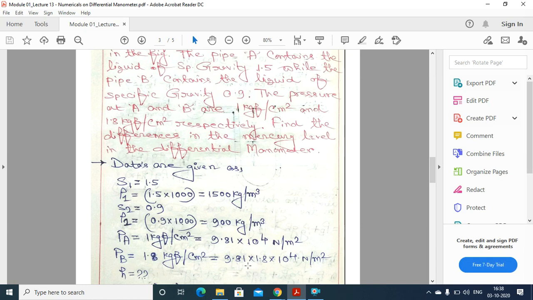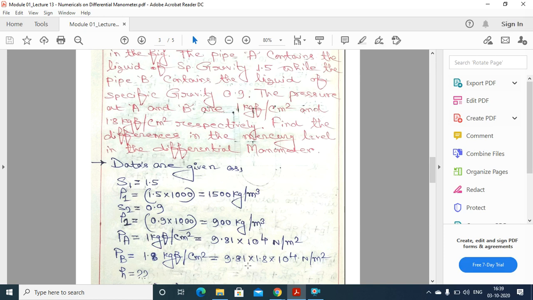So after all, the pressure at point A, PA, will become 9.81 into 10 to the power 4 Newton per meter square. Now coming to PB, that is the pressure at point B, it is 1.8 kg force per centimeter square.